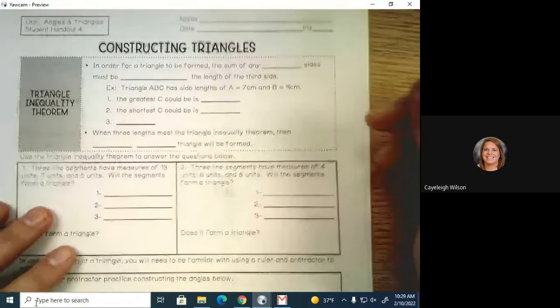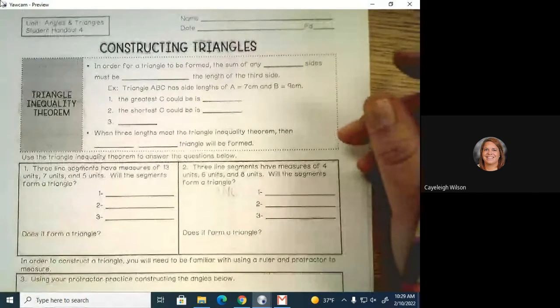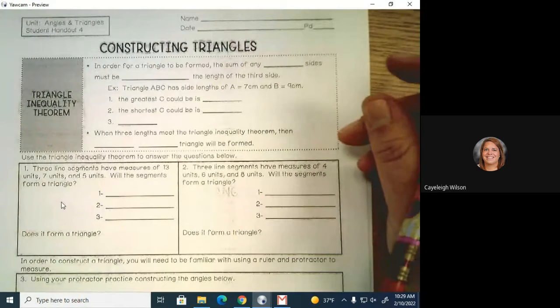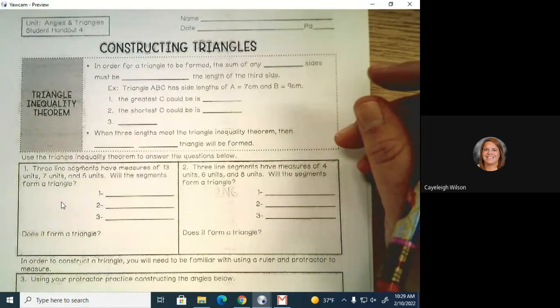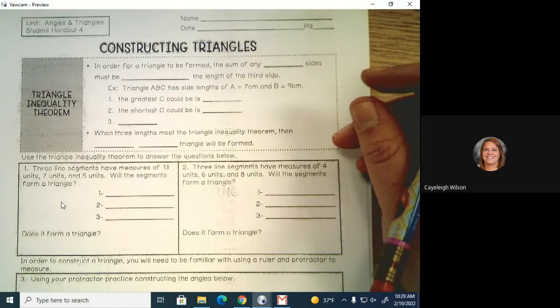Today is about constructing triangles. So that means that we're going to learn to draw triangles using angles. But right now, we're first going to talk about what makes a triangle a triangle. Okay, so put your little protractors to the side. We're not going to use them on this little top part.